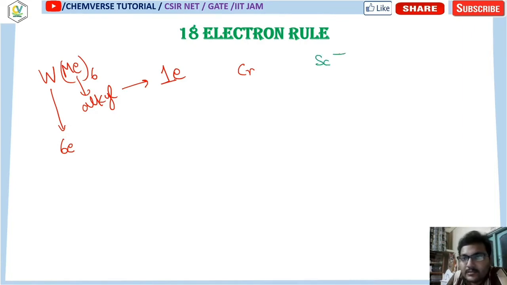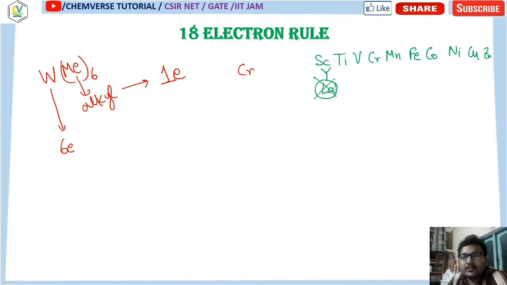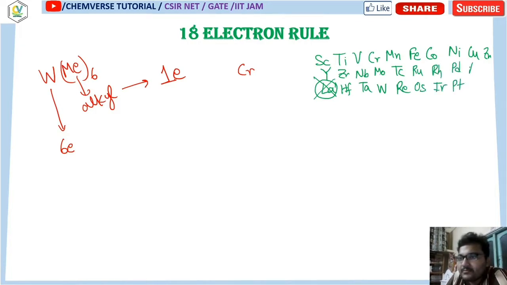It is scandium, titanium, vanadium, chromium, manganese, iron, cobalt, nickel, copper, zinc. Clear? Then it is yttrium and lanthanum. Lanthanum is not a transition metal, it is in your lanthanide series. Then zirconium and hafnium, niobium and tantalum, molybdenum and tungsten, rhenium, ruthenium, osmium, rhodium, iridium, palladium, platinum, silver, gold, cadmium, mercury.